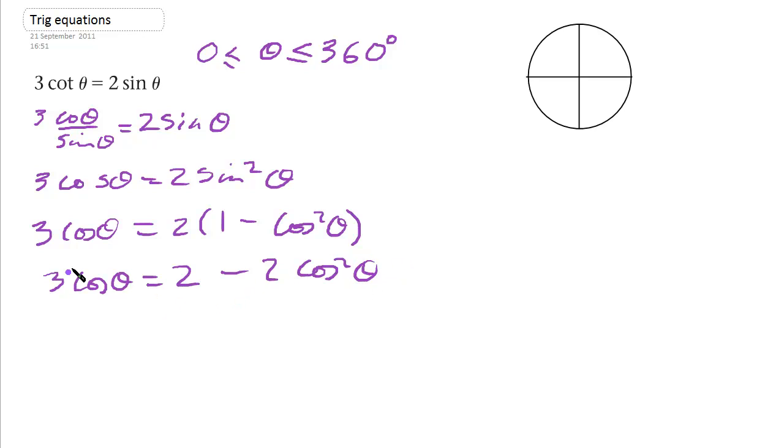Now let's take it all onto the left hand side. So let's take away 2 and add 2 cos squared theta. So we get 2 cos squared theta plus 3 cos theta minus 2 equals 0. So we've taken the 2 away from here, so take away from here to get this 2, add the 2 cos squared theta, and we end up with 2 cos squared theta on this side. Now let's see if we can factorize this.